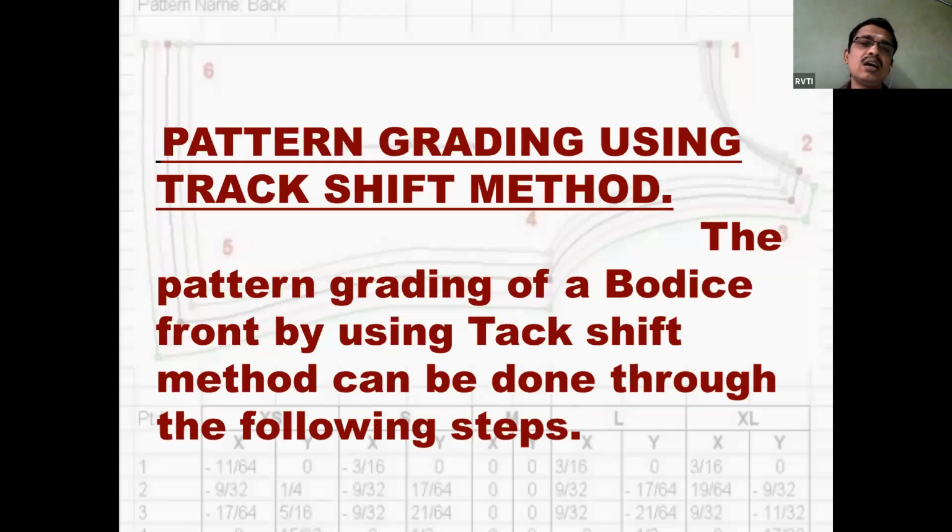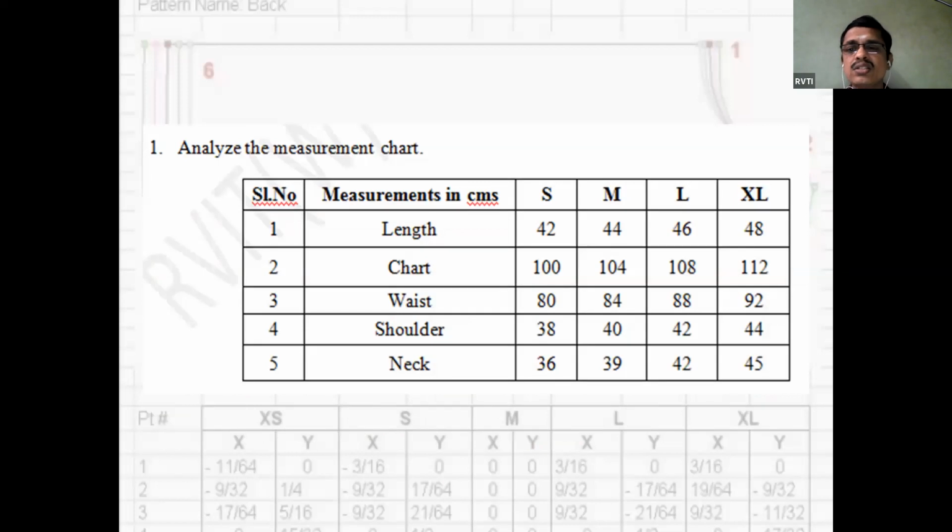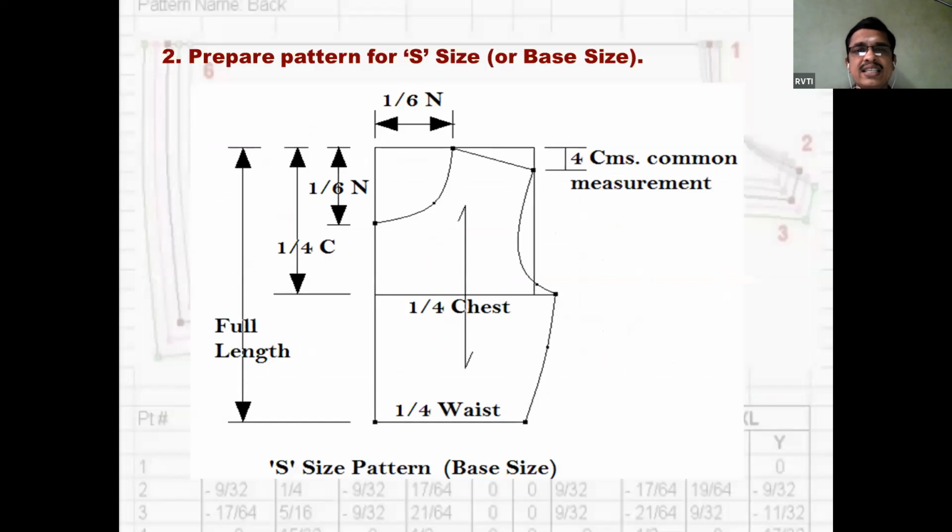See, so we are going to see one example of pattern grading using the track shift method. The pattern grading of a basic front using the track shift method can be done through the following steps. Now we have one measurement chart, a simple measurement chart that we have already seen. Length, chest, waist, shoulder, neck, and small, medium, large, extra large sizes are there. And normally I prepared the S size.